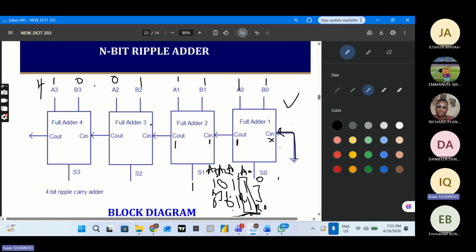Then we have 0 plus 1 plus 1. That gives you 0 and a carry out of 1, which later serves as a carry in here. And then you have 1 plus 0 plus 1.